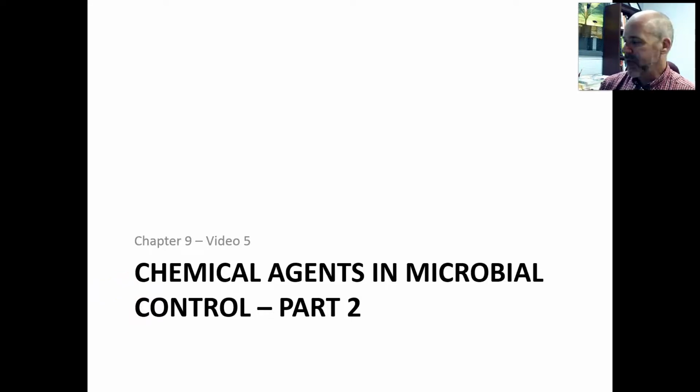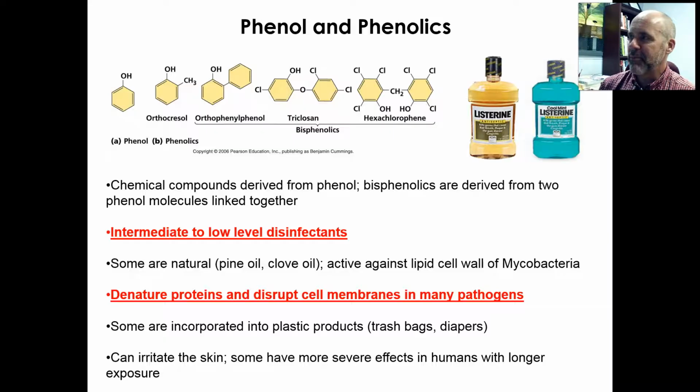Okay, we're going to continue on with some of the chemical agents that are popular for controlling microbes. The next category are the phenols or phenolic compounds. This is a diagram showing you the chemical structure of phenol, an organic chemical. Remember, when you see these types of chemical diagrams, it's understood that there are carbons at the points, and those carbons are bonded to hydrogens, and they're just not drawing all that in for simplicity. So that's phenol.